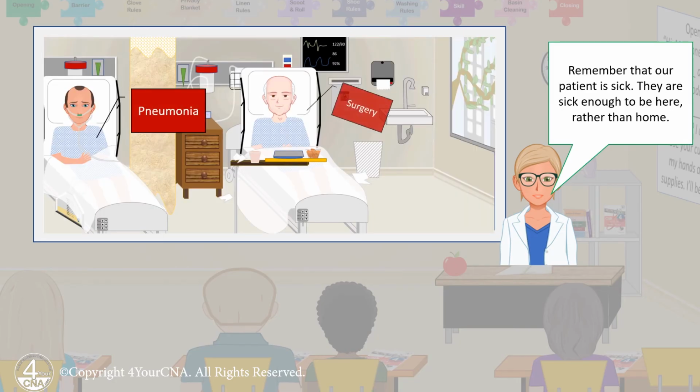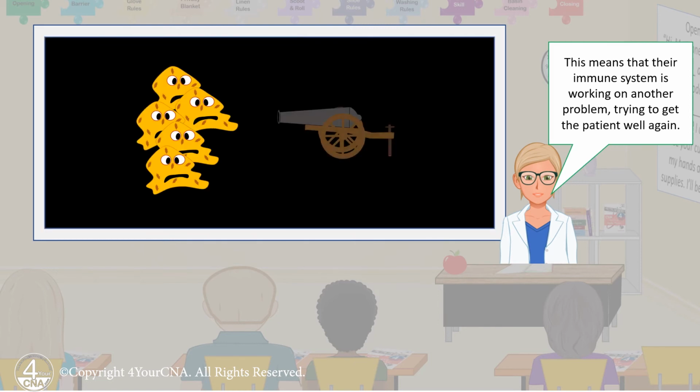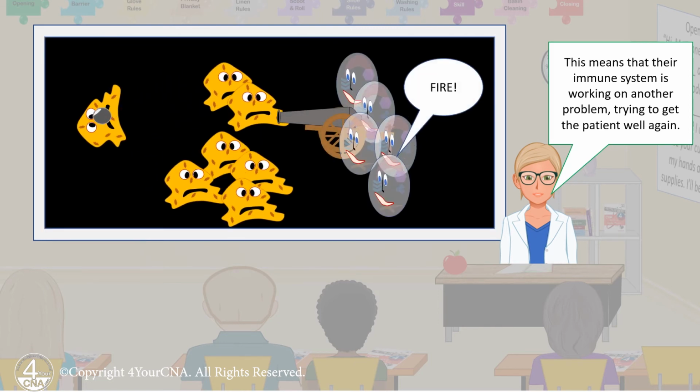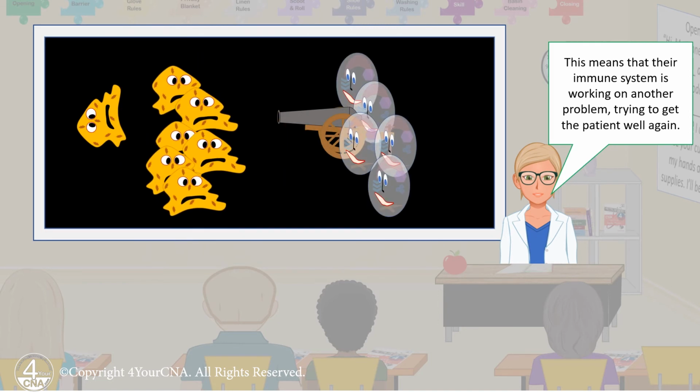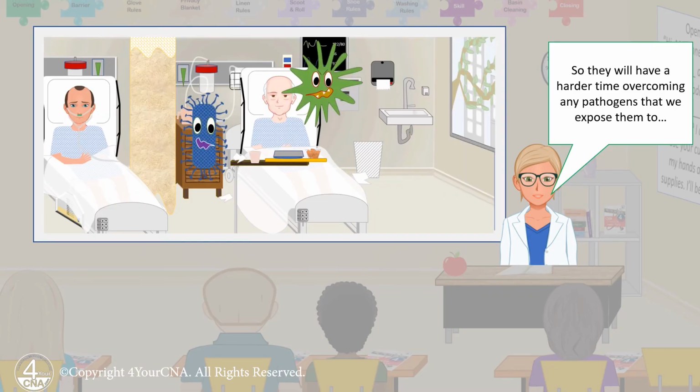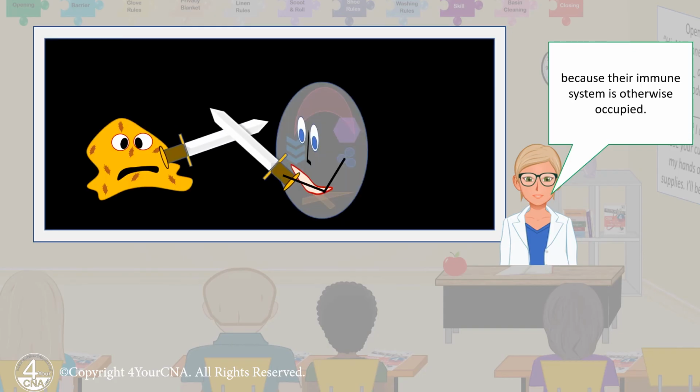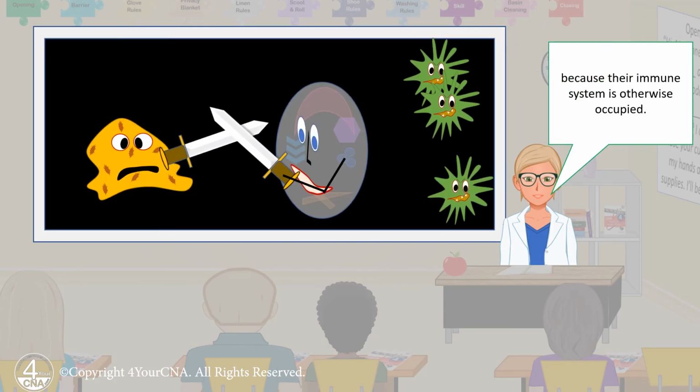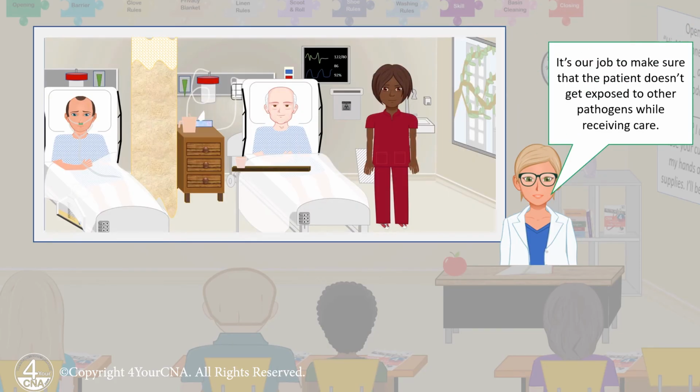Remember that our patient is sick. They are sick enough to be here rather than home. This means that their immune system is working on another problem, trying to get the patient well again. So they will have a harder time overcoming any pathogens that we expose them to, because their immune system is otherwise occupied. It's our job to make sure that the patient doesn't get exposed to other pathogens while receiving care.